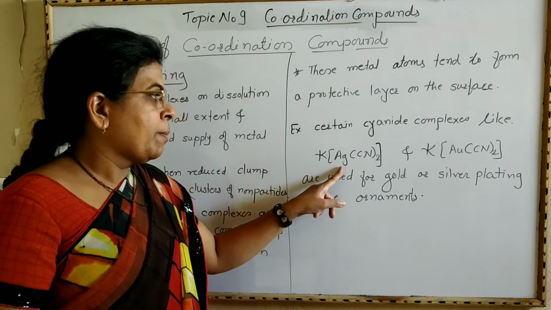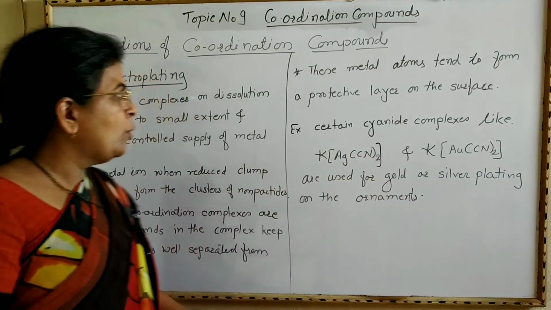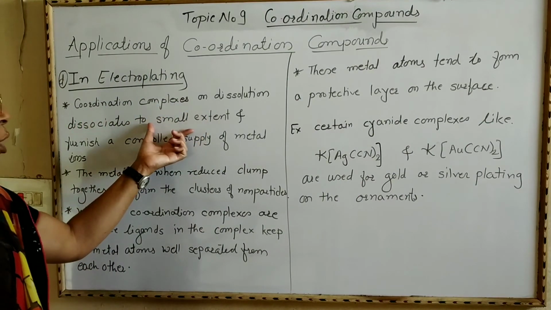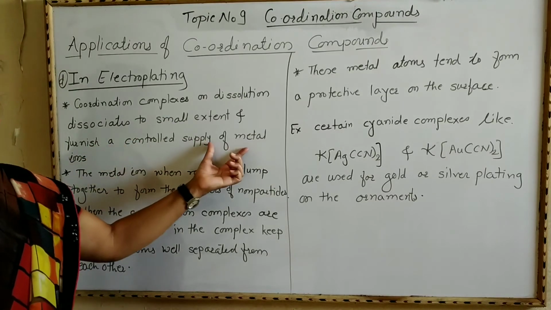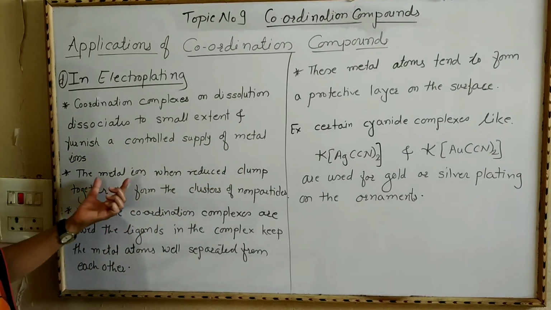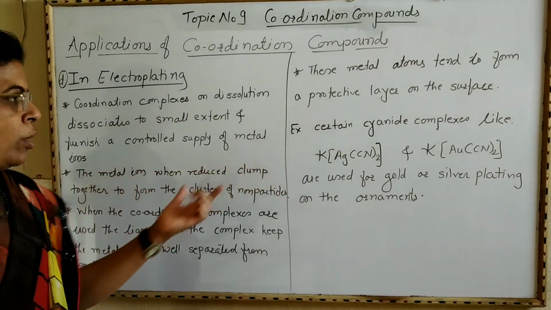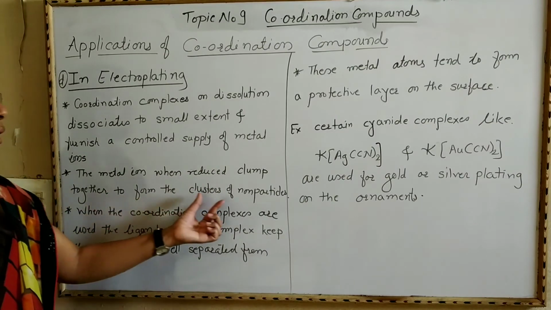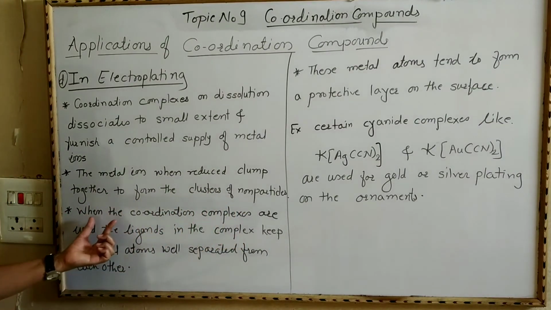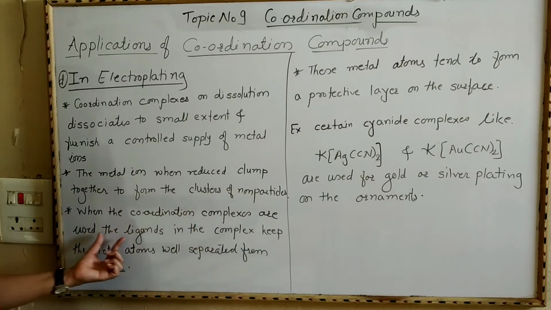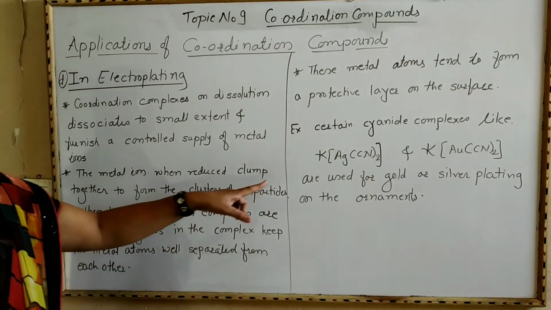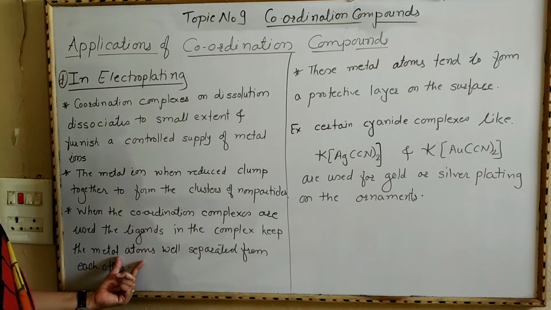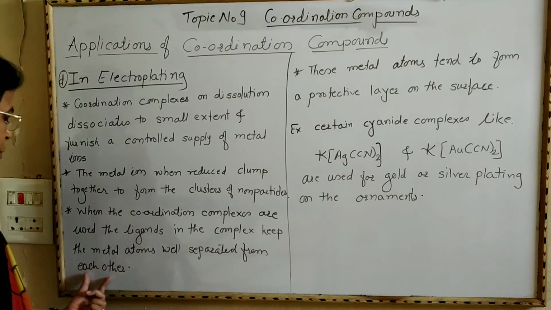That is, when these complexes undergo dissociation to a small extent, they furnish a controlled supply of metal ions. Here the metal ions, that is silver or gold, when reduced, clump together to form clusters of nanoparticles. When the coordination complexes are used, the cyanide ligands in the complex keep the metal atoms, that is silver or gold, well separated from each other.